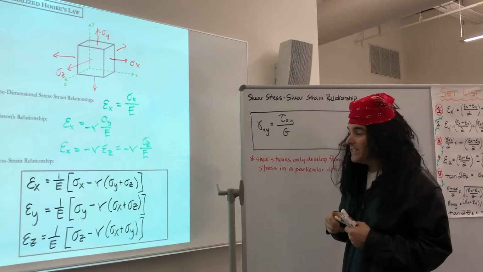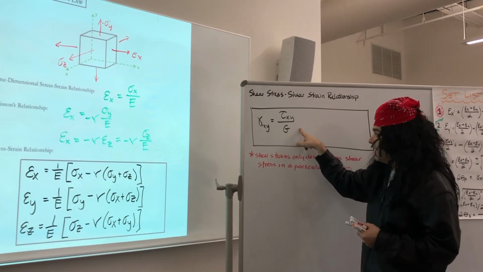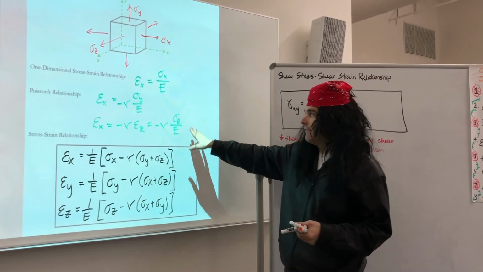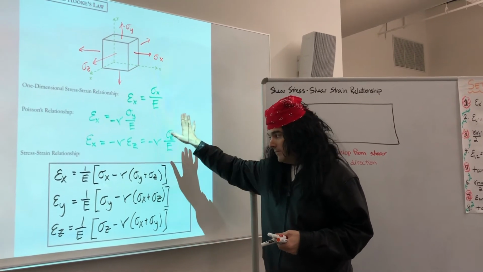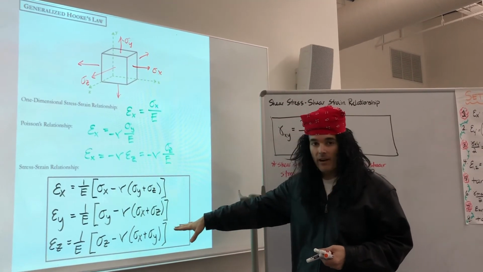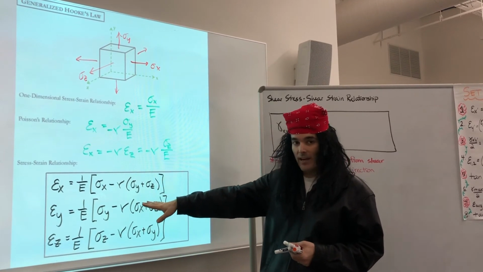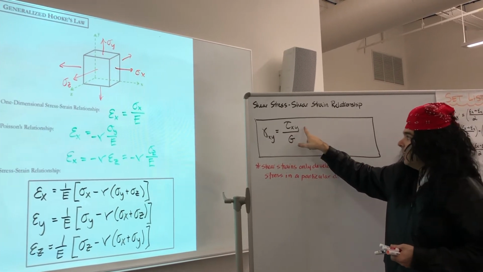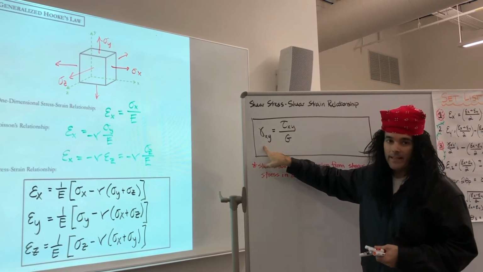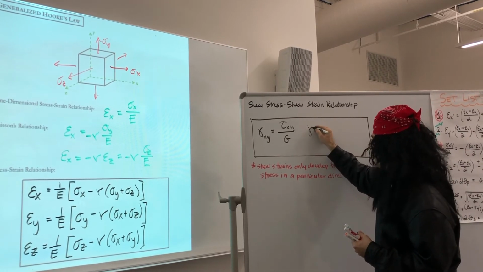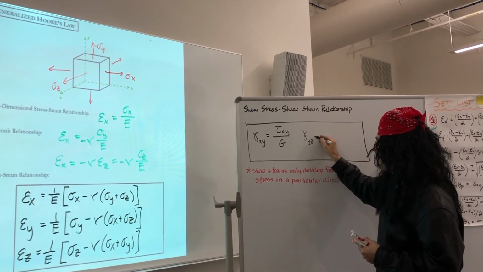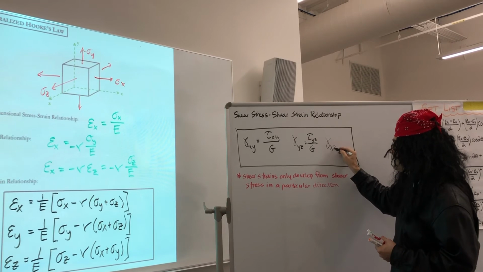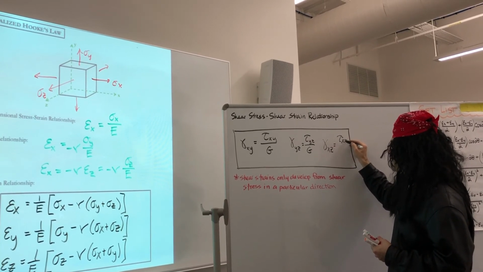One of the interesting things with the shear stress to shear strain relationship is that shear strains are only developed whenever we have shear stress. So if we only have normal stress, the normal stress affects all the different strains in the x, y, and z, the normal strains. But normal stress doesn't affect shear strain, and only shear stress in that direction affects shear strain. So we see gamma yz would then just be tau yz over G, and gamma xz would equal tau xz over G.